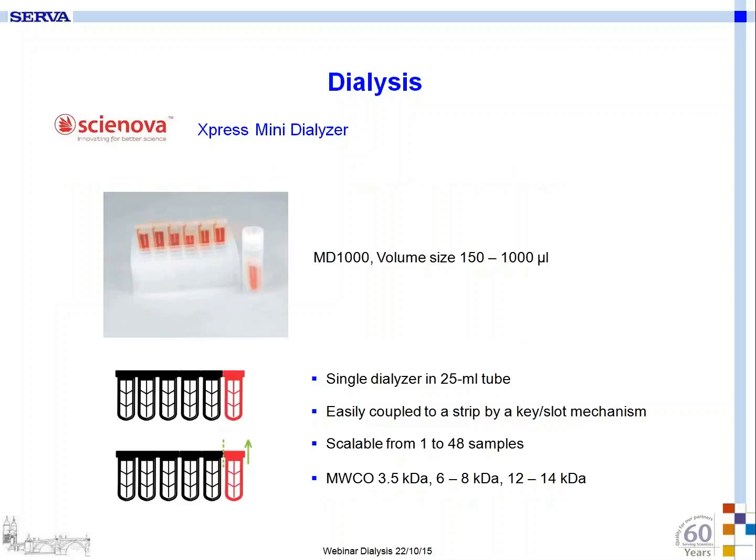The mini dialyzer system is similarly designed to the micro dialyzer systems, but they are for volume sizes of 150 to 1000 microliters. Again, you can use single dialyzer devices in a 25 milliliter tube, or you can easily couple them to a strip by a key slot mechanism, and then use them again in a microtiter format, in this case a 48 well microtiter plate, and again you can very easily dialyze and do buffer exchange for 48 samples at one time.